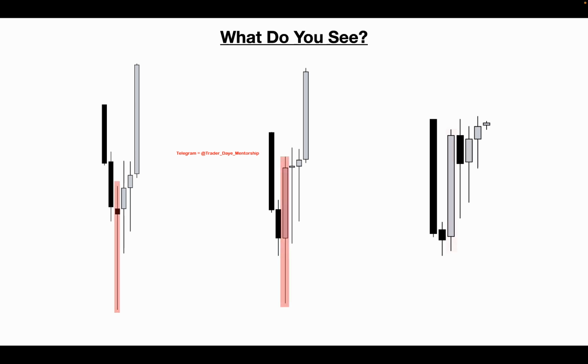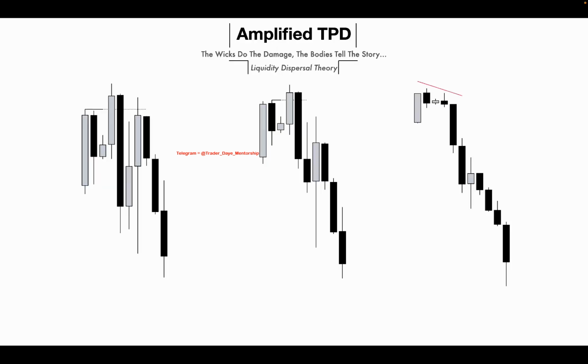All right, if you said precision swing point, then you would be correct. Now, amplified TPD: the wicks do the damage, the bodies tell the story. So, liquidity dispersal theory: I want you to pay attention to the PSP shown right here, and I want you to focus on the bulk of the body. So the higher time frame narrative for this price run was bearish, so we were seeking lower prices.